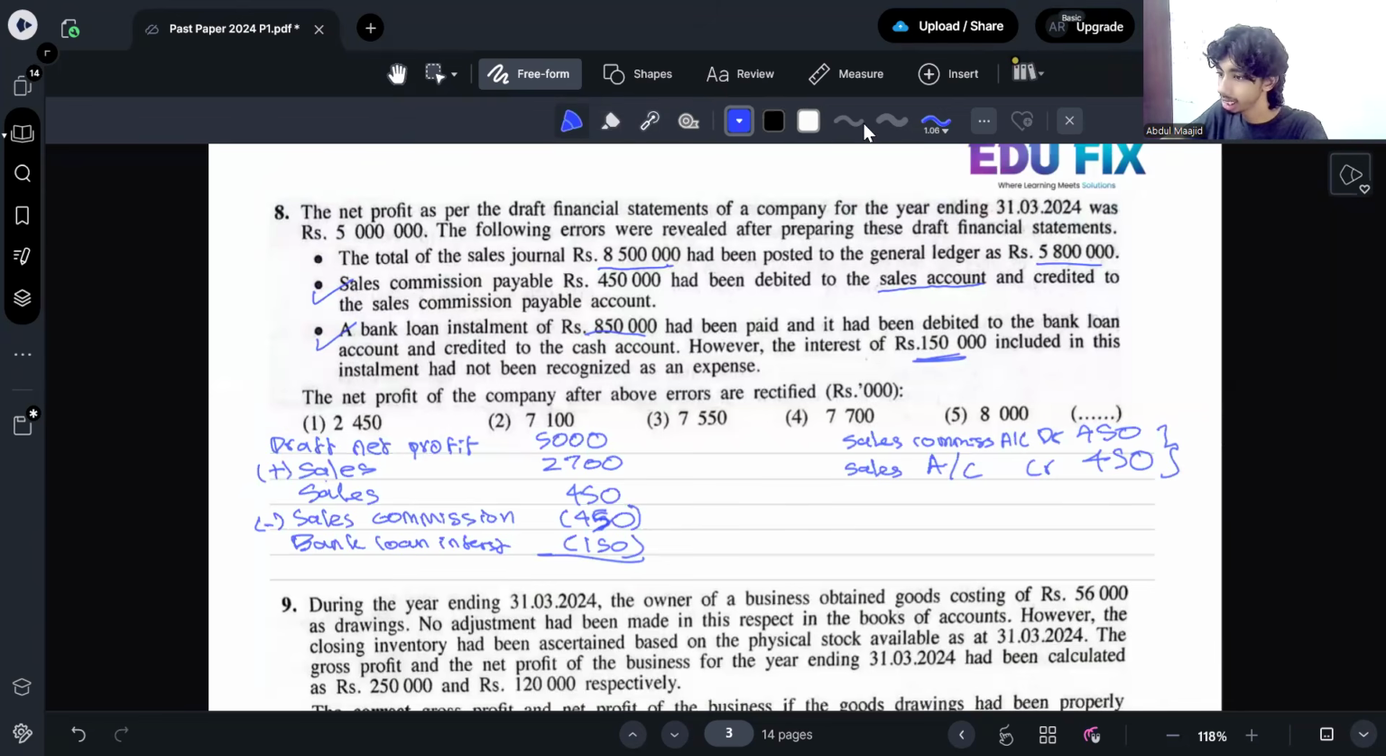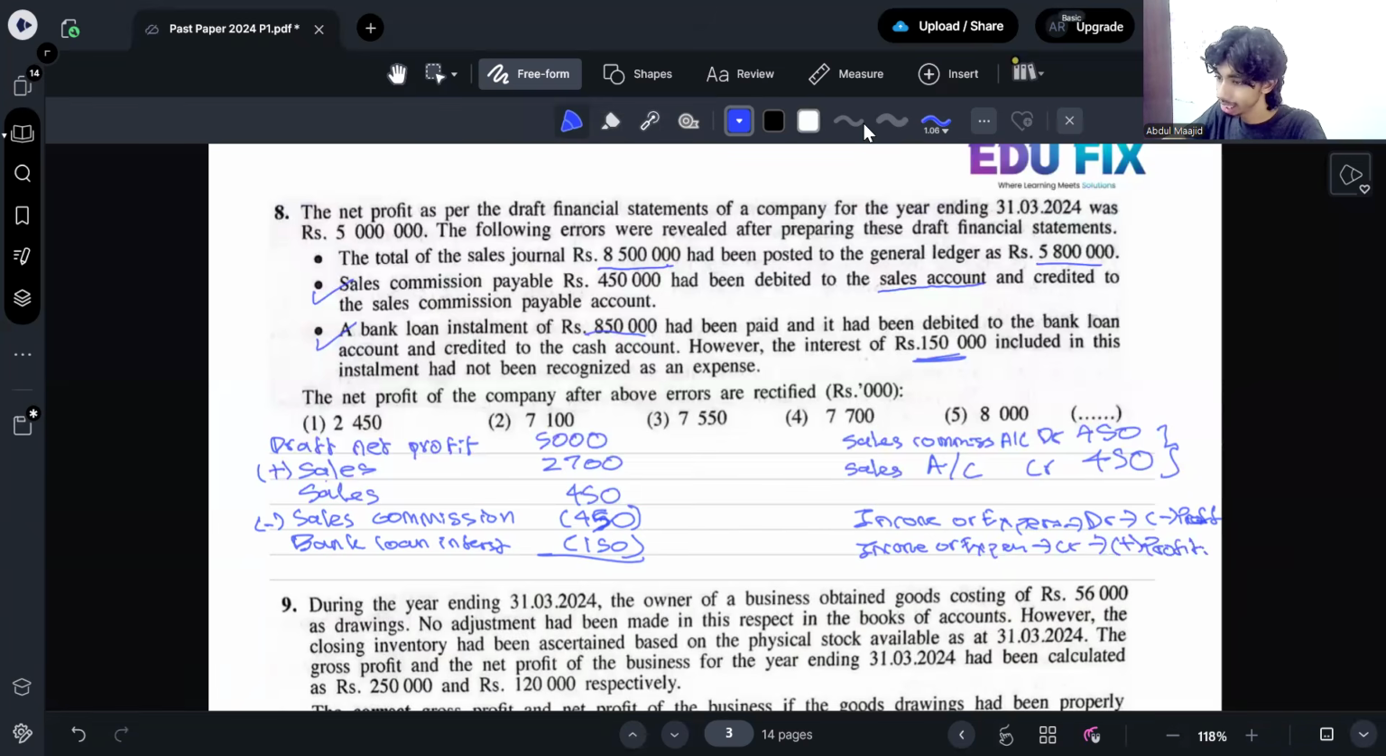Okay. Now see here, sales commission debit. You know, right? If any income or expense is debit, you have to deduct it from your profit. If any income or expense is credit, you have to add it to your profit.